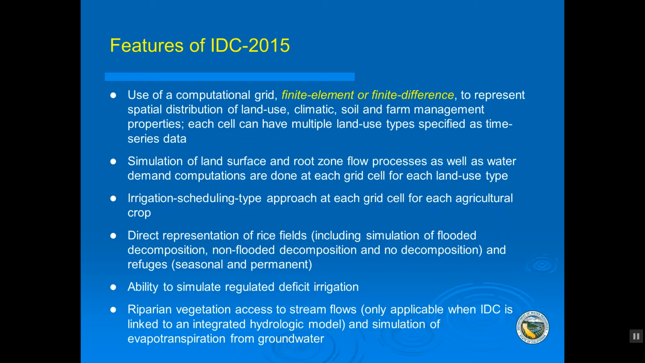Again, we simulate land surface and root zone flow processes as well as the water demands, and we do that at each grid cell, but also each grid cell can have multiple land uses. So our computational unit is actually sub-grid cell, and we'll talk about that. We are using an irrigation scheduling type approach.